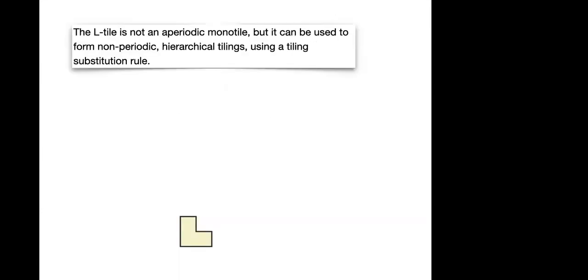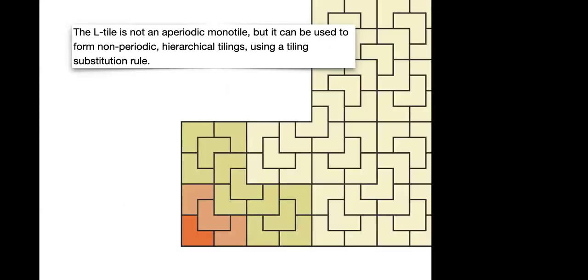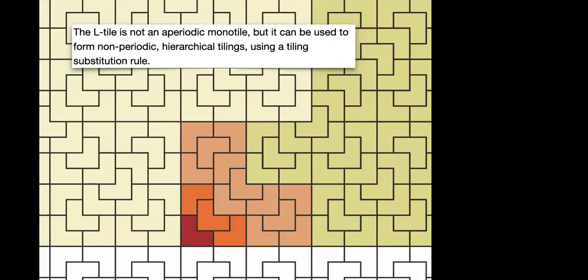The L tile is not an aperiodic monotile because it can form periodic tilings, but it also can form these special non-periodic tilings of a very specific kind, where we have this hierarchical rule for how to take the shapes and then subdivide them. You can imagine that this is going to define tilings by making larger and larger inflations. That's actually not quite as well defined as it sounds.